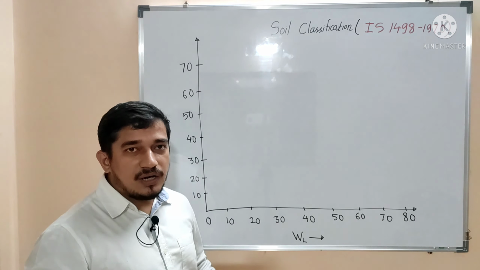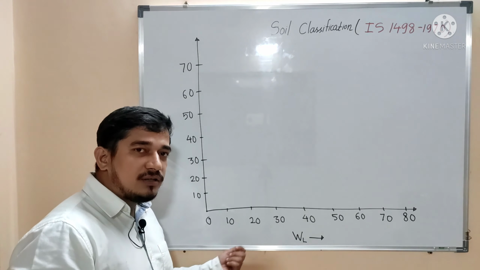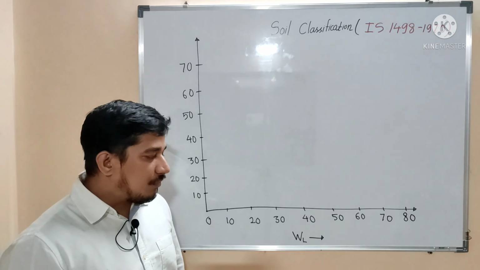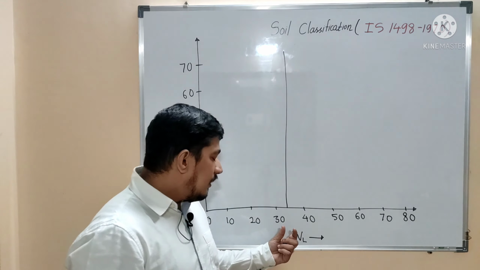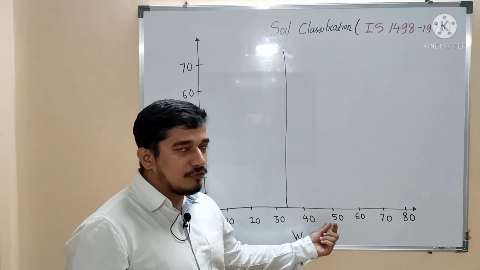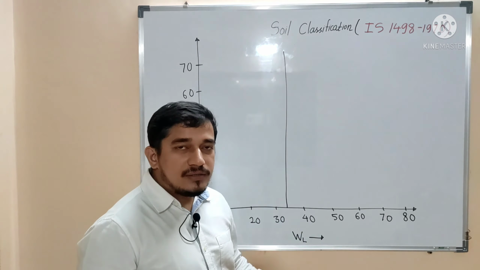The soils which are having liquid limit less than 35 are low compressible. So this will form the one boundary. When the liquid limit is between 35 to 50, such soils are considered as intermediate compressible. And the soils which are having liquid limit more than 50 are considered as highly compressible soils. So these are the various boundaries.